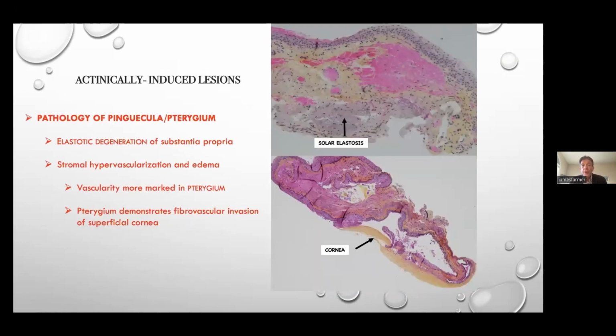The typical pathology would be like that of solar elastosis in the skin, which is elastotic degeneration of the collagenous tissue in the substantia propria of the conjunctiva. Pinguecula would have no attached cornea. A pterygium will have a bit of cornea attached to it. That's how we can tell histologically the difference.